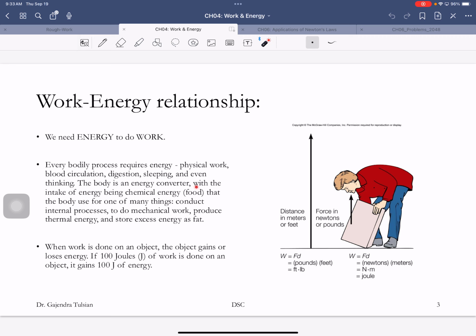So the body is an energy converter. We'll come to that, what that means. With the intake of energy being food that the body uses for one of many things: conduct internal processes, do mechanical work, produce thermal energy, and store excess energy as fat. So let's do this. How do you bring in energy?